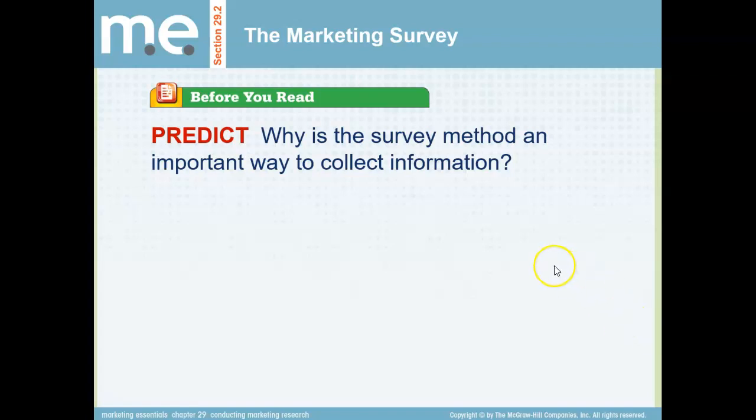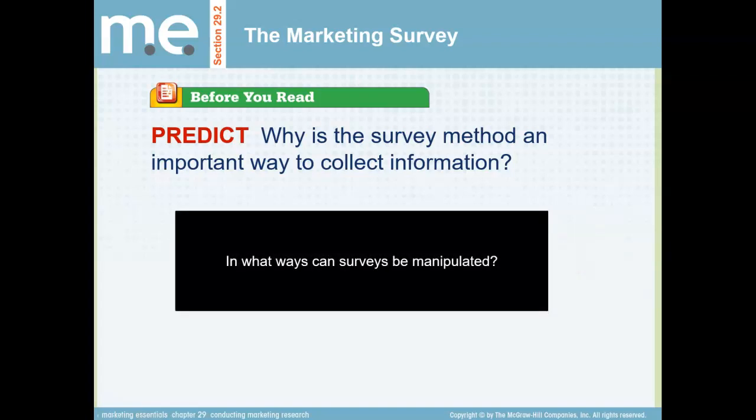So, something to think about: why is the survey method an important way to collect information? And while you're thinking about that, also think about in what ways surveys can potentially be manipulated and how that data can be manipulated. And this will be an early point to pause, but we'll pause here and have a quick discussion, and let's talk as a class real quick.